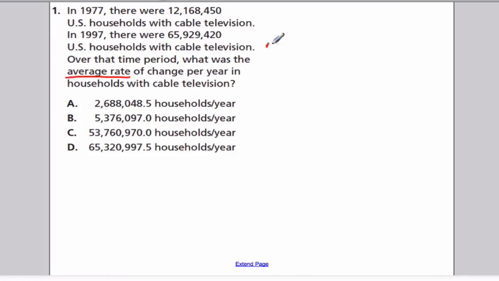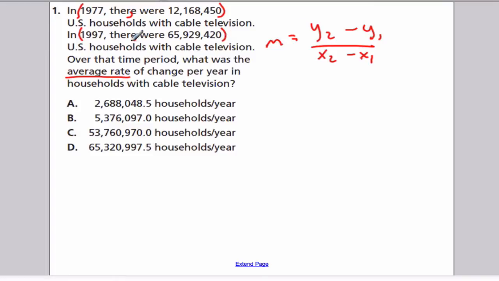So right off the bat, I'm thinking slope is y2 minus y1 over x2 minus x1, where you have the change in y over the change in the x's. Now here's what's key: you got to go back and look at where the coordinates are. In 1977, there were 12,168,450. Think of that as one coordinate. Then your second coordinate is 1997 and 65,929,420.